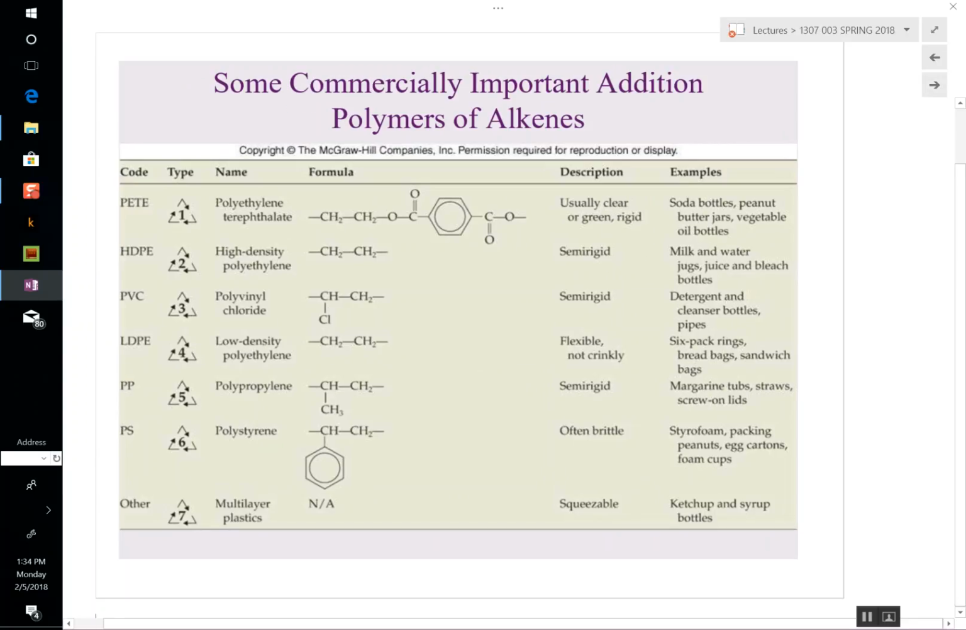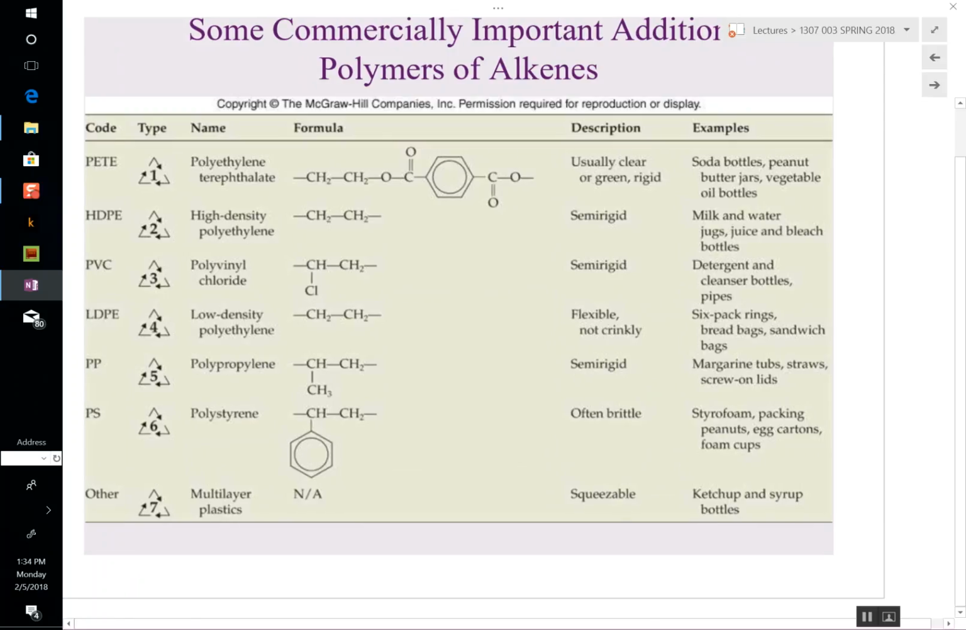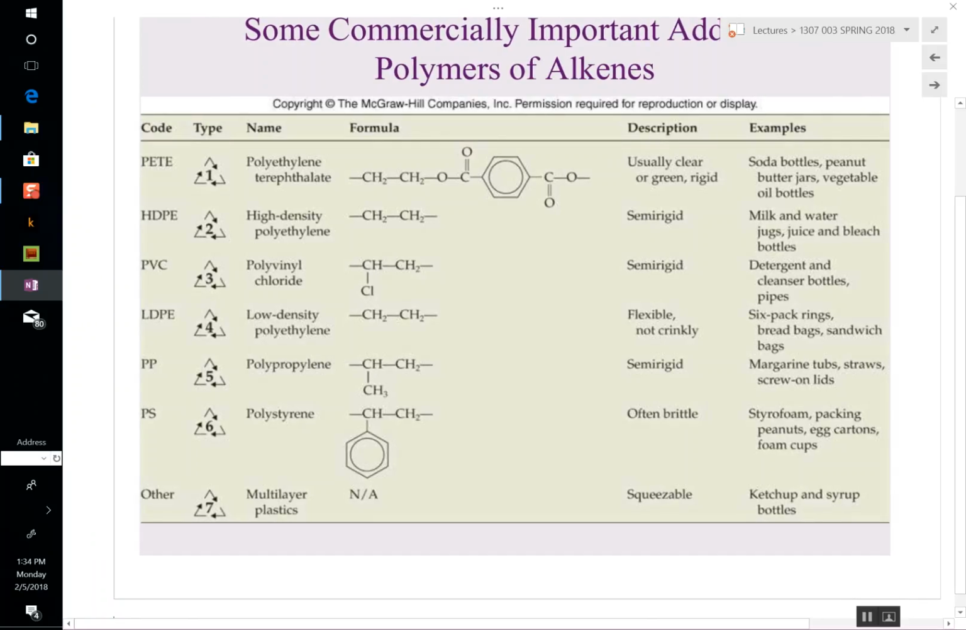All right, so if you take a peek at these codes, the one at the top, PETE, that's what you should find, that triangle with a 1 in it, on the bottom of your water bottles, like this, polyethylene terephthalate. So they're taking ethene or ethylene from crude oil and the terephthalate molecule, and polymerizing those together. That's your monomer unit now. And you get polyethylene terephthalate.